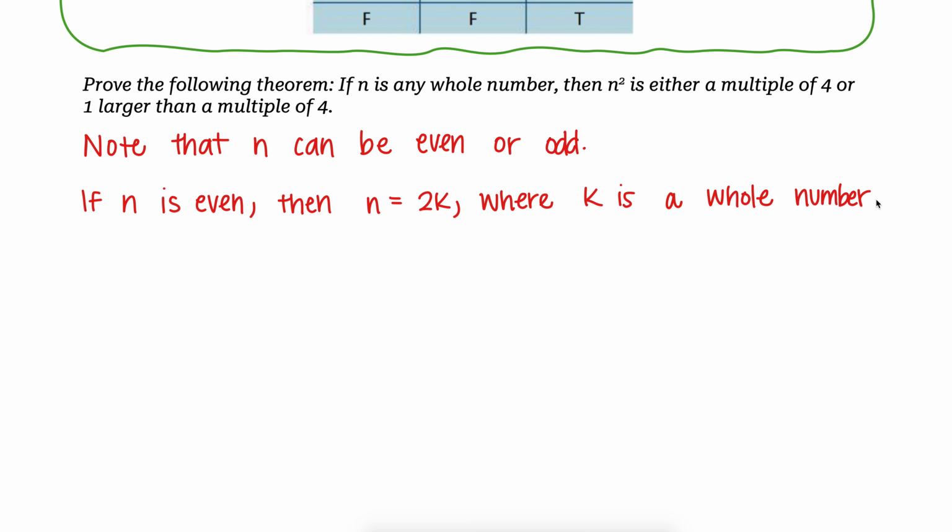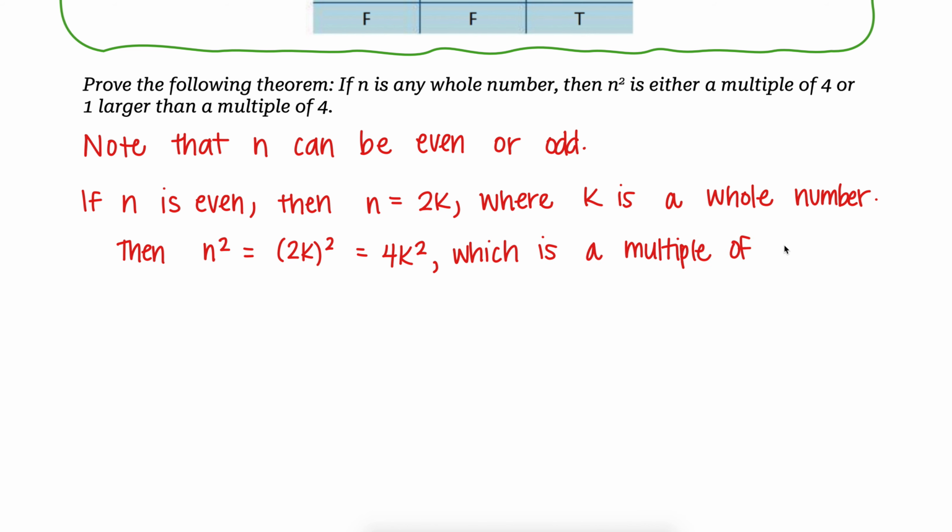So let me give you a for instance. Let's say we're looking at the number 6. 6 can be written as 2 times 3, where 3 is a whole number. That's all we're saying there. Then n squared is going to equal (2k) squared, which is 4k squared, because 2 squared is 4. And 4k squared is a multiple of 4. So now we've done half of the proof.